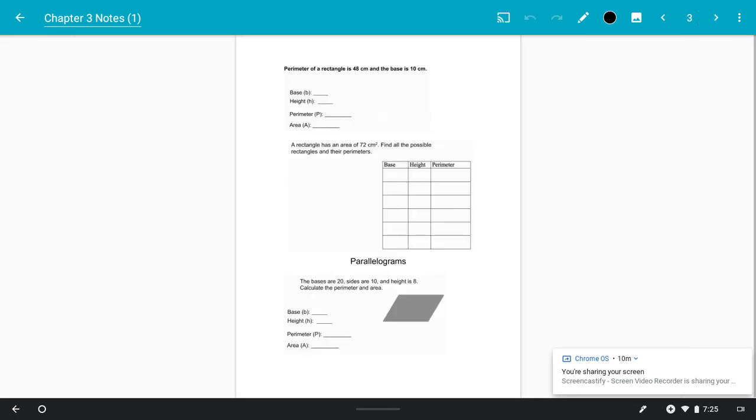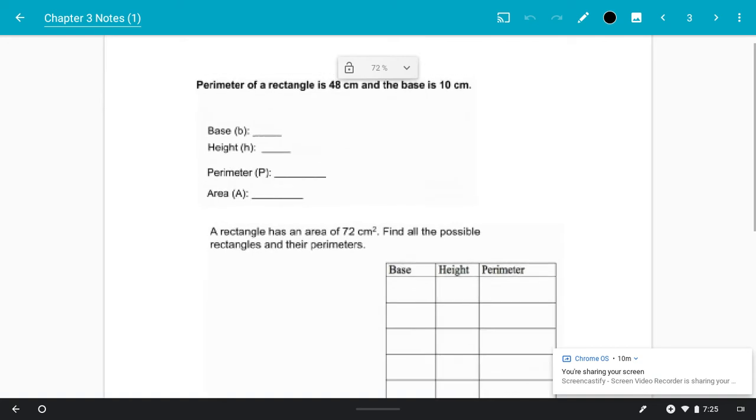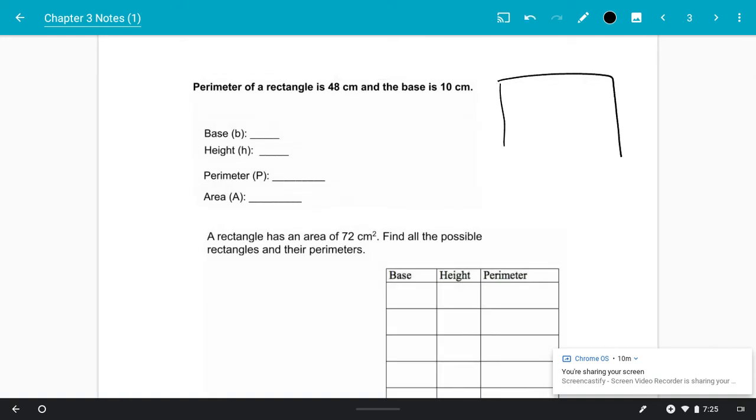All right. Now, let's look at the perimeter of a rectangle. It says the perimeter of a rectangle, I'm just going to draw it like this, is 48. The base is 10, so that means that's 10, so is that. We need to find the height and area. Well, if we know that this side and this side are going to be the same, we can just call it S for side. That means that S plus 10 plus 10 equals 48.